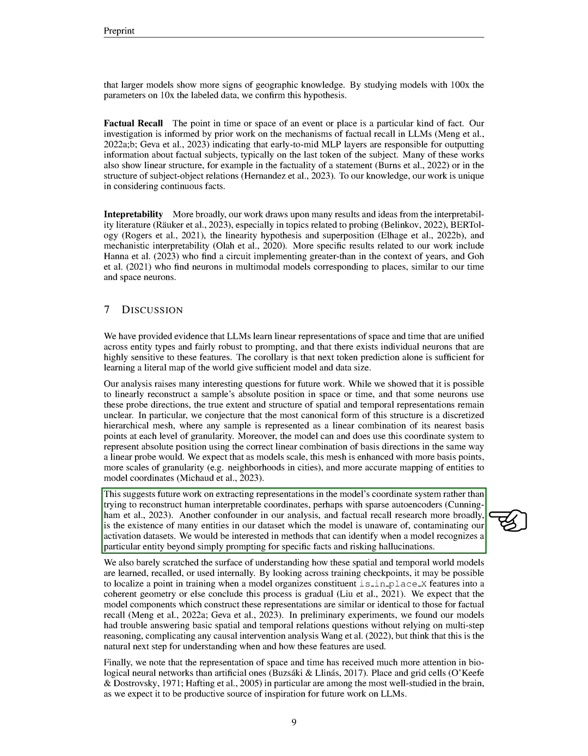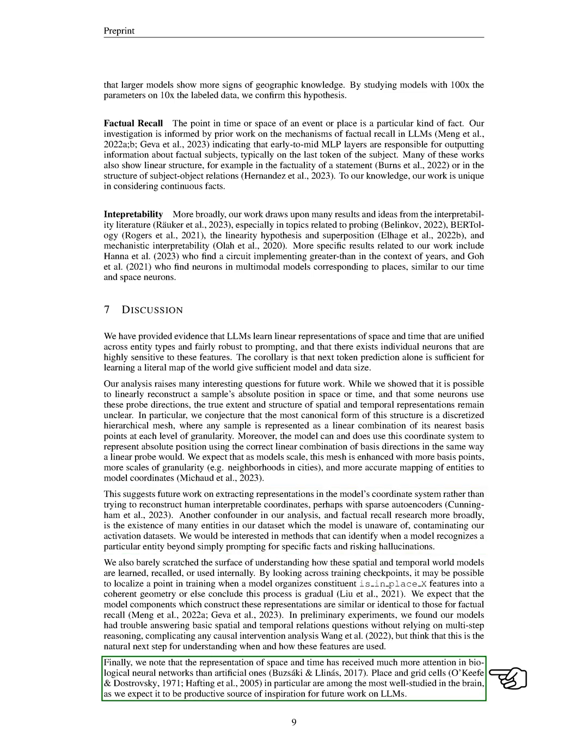Our findings also suggest future work on extracting representations in the model's coordinate system rather than trying to reconstruct human interpretable coordinates. Another challenge in our analysis is the existence of many entities in our dataset which the model is unaware of, contaminating our activation datasets. We would be interested in methods that can identify when a model recognizes a particular entity beyond simply prompting for specific facts and risking hallucinations. Finally, we note that the representation of space and time has received much more attention in biological neural networks than artificial ones. Place and grid cells in particular are among the most well-studied in the brain, and we expect it to be a productive source of inspiration for future work on LLMs.